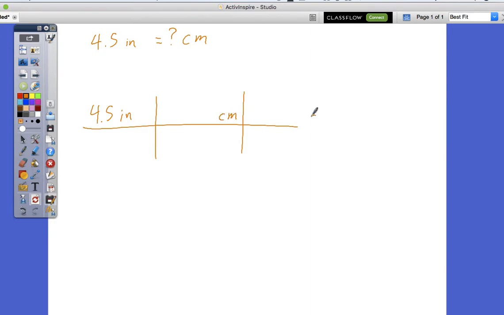Okay, so we know this can be centimeters over here. And then what do we want to get rid of? Inches. So we're going to have to put inches down here, okay? All right, so now, what do we got here? So how many, we got how many inches? So how many centimeters in 1 inch? 2.54.